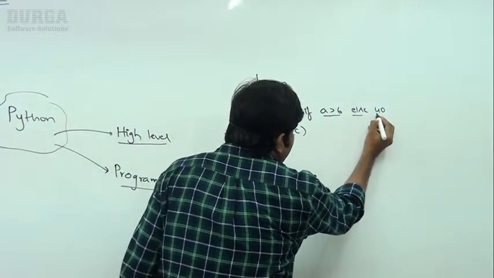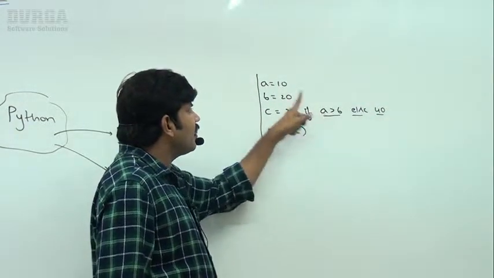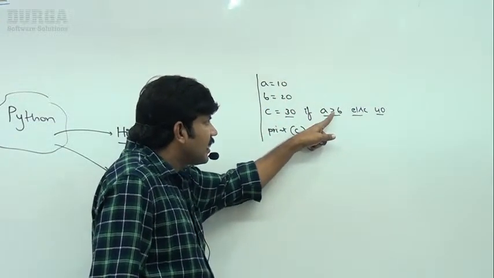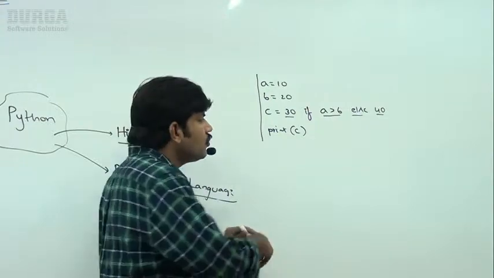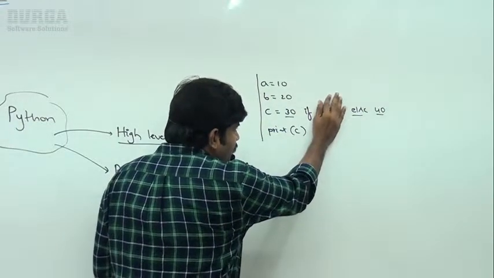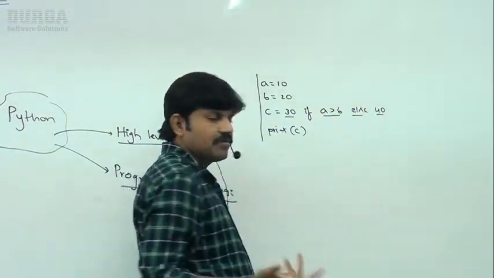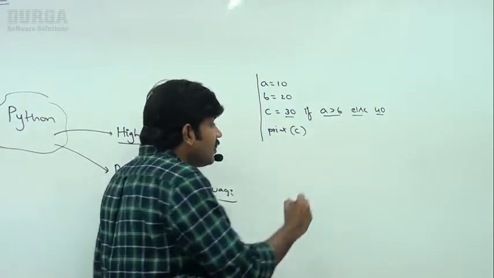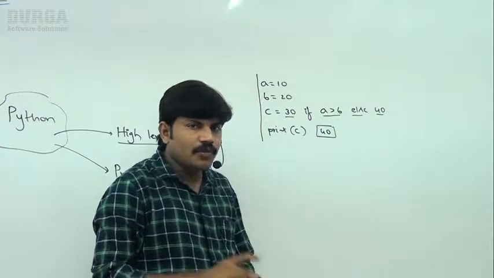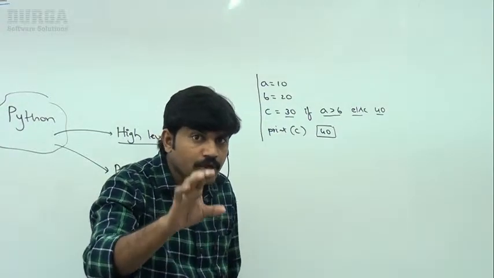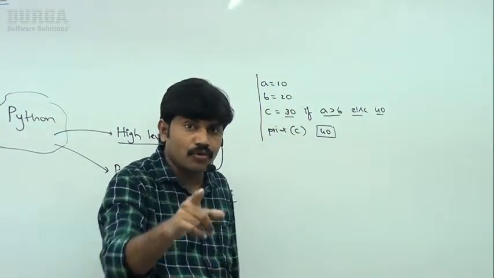Else 40, sir. So what is the value of A? 10. Is 10 greater than 20? No, 10 greater than 20 fails. So if it is satisfied, 30, otherwise it is 40. Then obviously, what is the value of C, sir? We are going to get 40. Sir, if you have a kid, can you please show these 4 lines of the code to your kid?